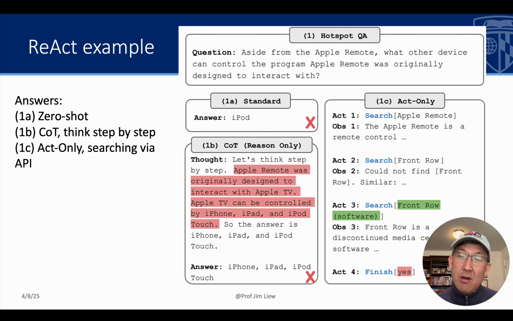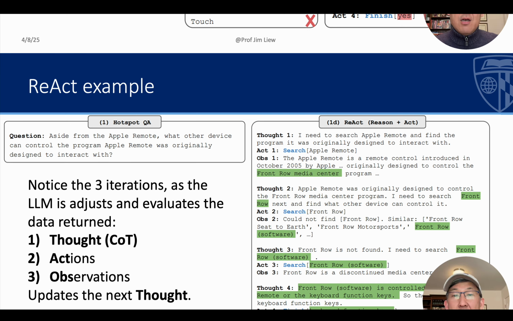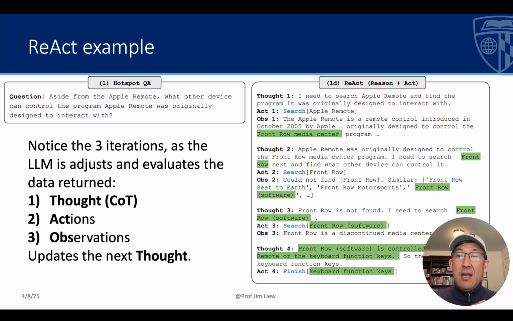Now, if you just do act only, where you search Apple remote, you get some observations. You search front row, you get some more observations. You come back and you search front row software, you get some more observations, and that finishes. That also does not give you the correct answer. So in order to do this, you need this reason and action together, which is kind of interesting.